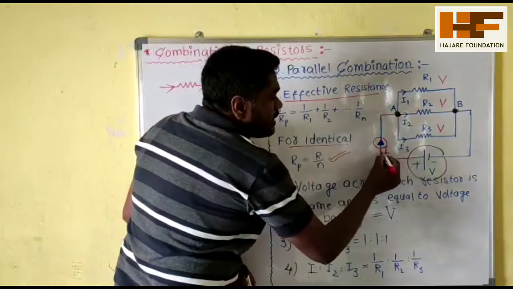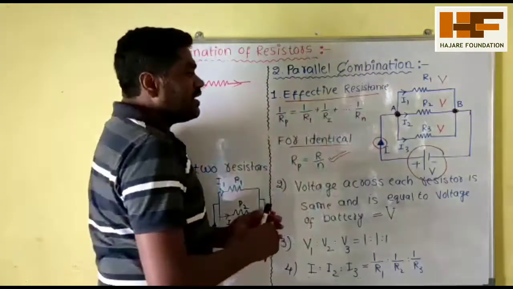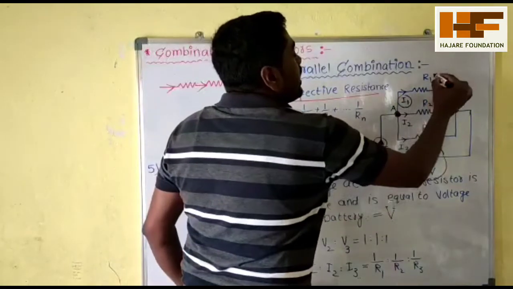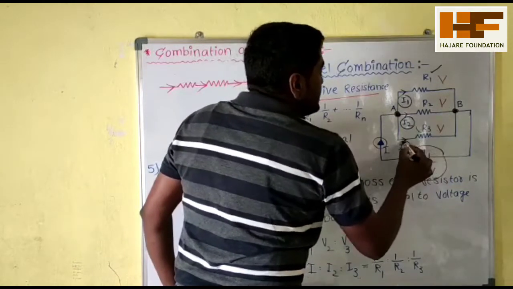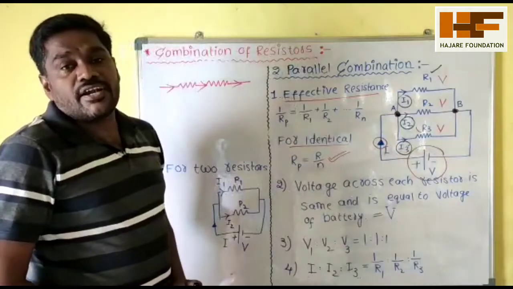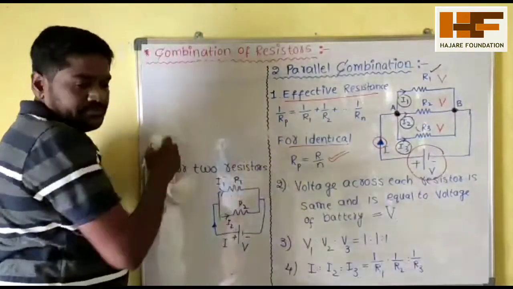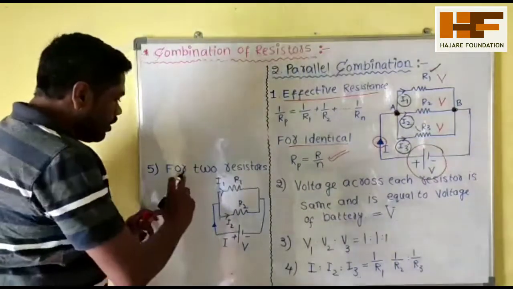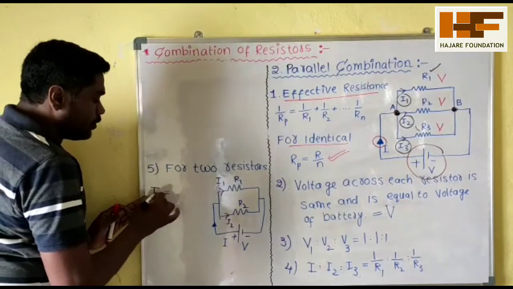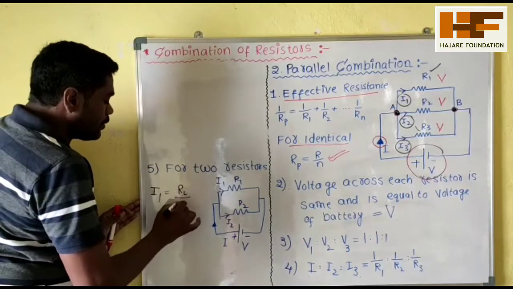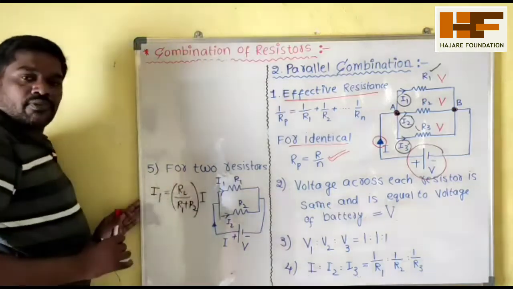From the battery, current I is coming. After reaching the junction, the current divides into three paths. The first current is I1, passing through R1. The current passing through R2 is I2. The current passing through R3 is I3. Therefore, the currents are different in this combination. Next, for two resistances, the current passing through the first one is I1 is equal to R2 by R1 plus R2 into I. Very, very important.